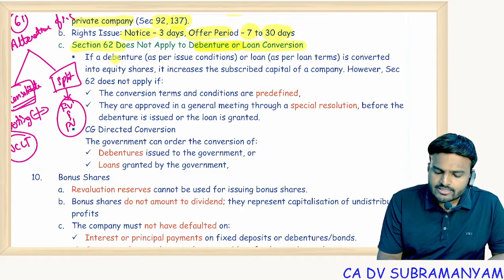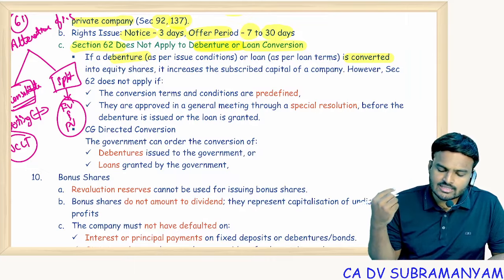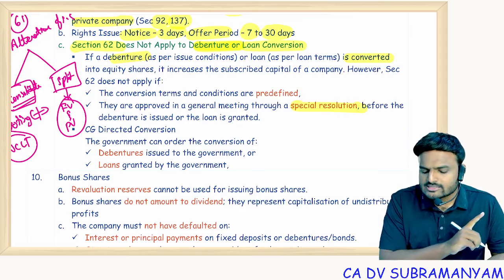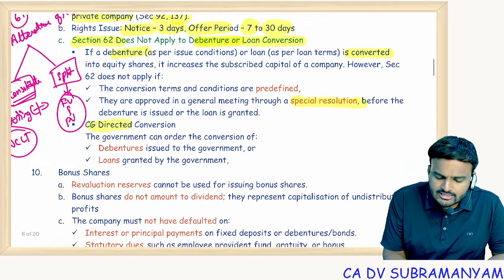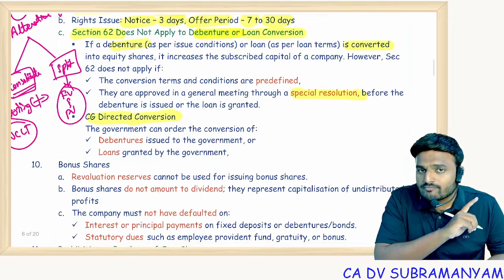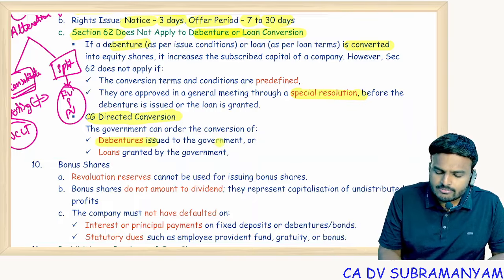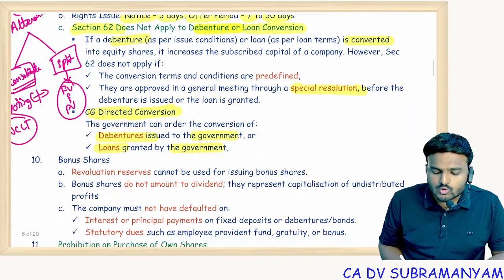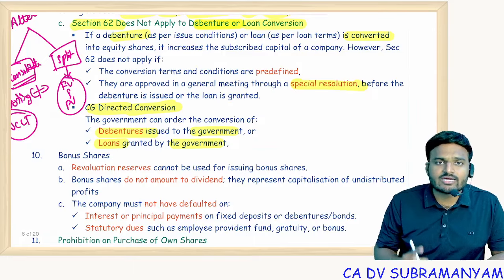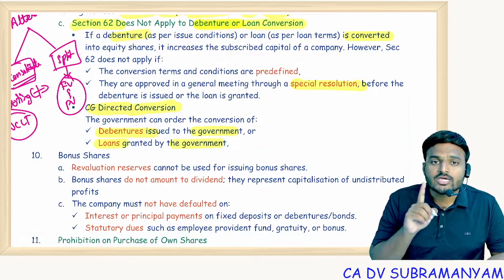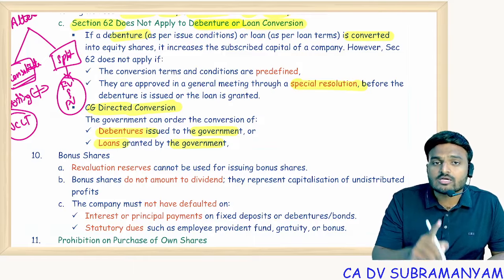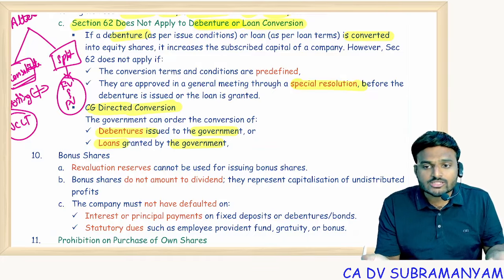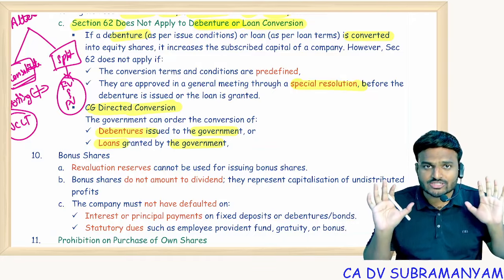Next, section 62 does not apply to debentures or loan conversion. If a company is converting debentures because it issued convertible debentures earlier, for which you have taken a special resolution, now for the purpose of conversion, a special resolution is not required. And for CG directed conversion also, a special resolution from the members is not required. Earlier debentures were issued to the government, or loans granted by the government. Now if CG is ordering to convert these loans into equity, automatic conversion will happen. Special resolution is not required. Even if your authorized share capital does not permit this conversion, the CG order is enough to increase your authorized share capital. Automatic increase of authorized share capital.